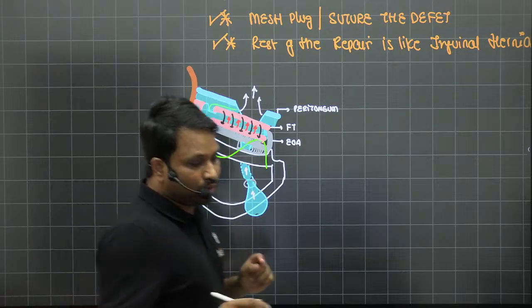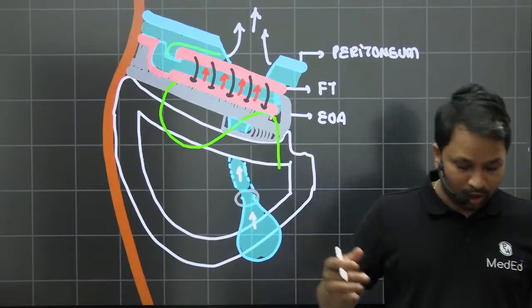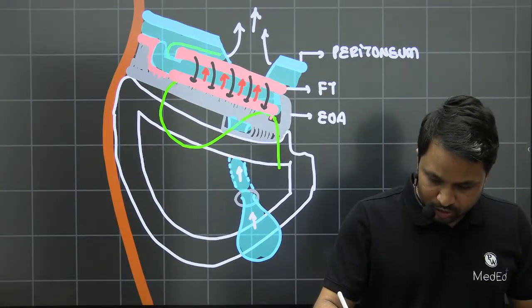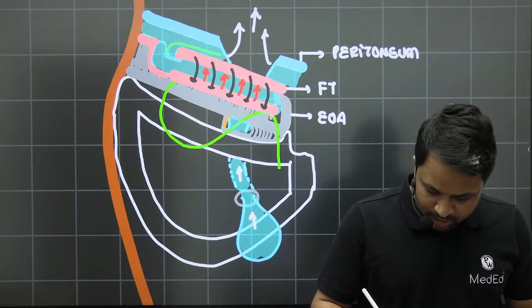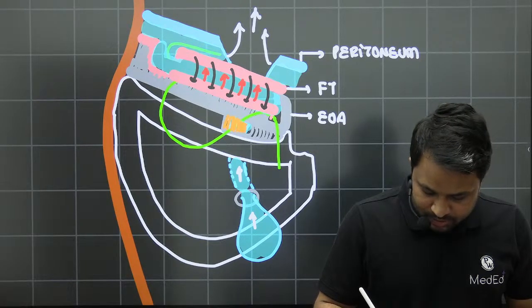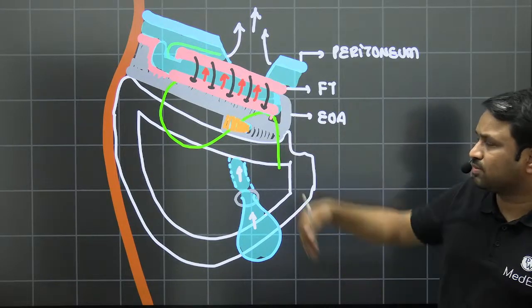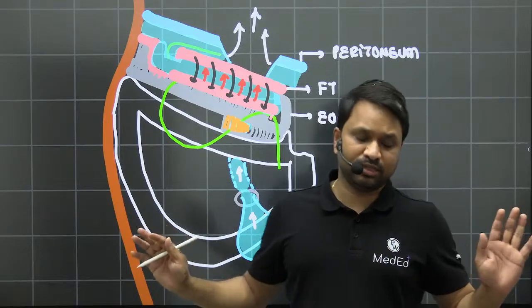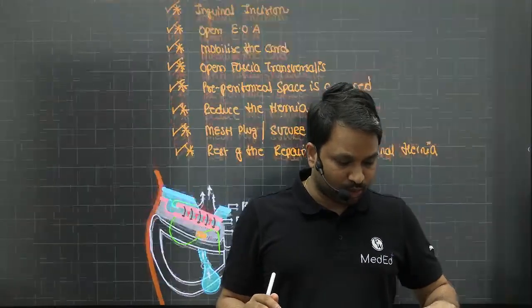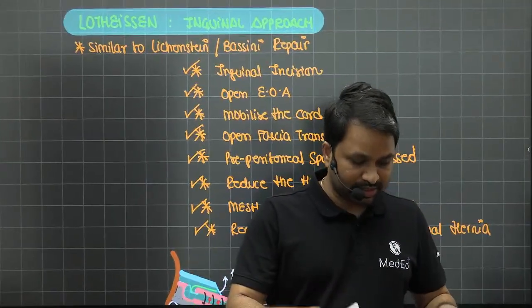Another thing that you will also do is what you did in your Lockwood's approach, I am going to obliterate. So I'm going to suture this femoral ring as well, because I've got the access. I have sutured the femoral ring, this is done. So this is what we call the Lotheissen approach.